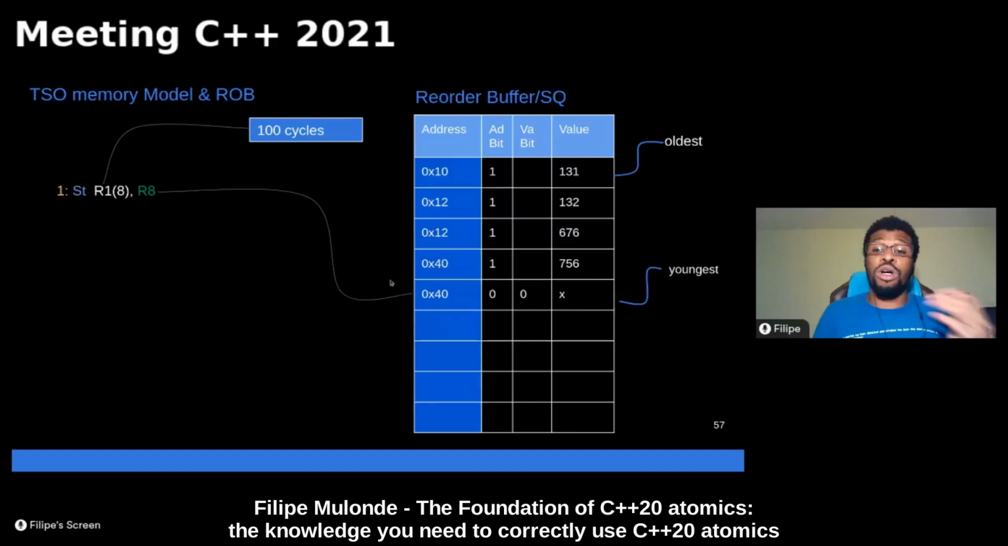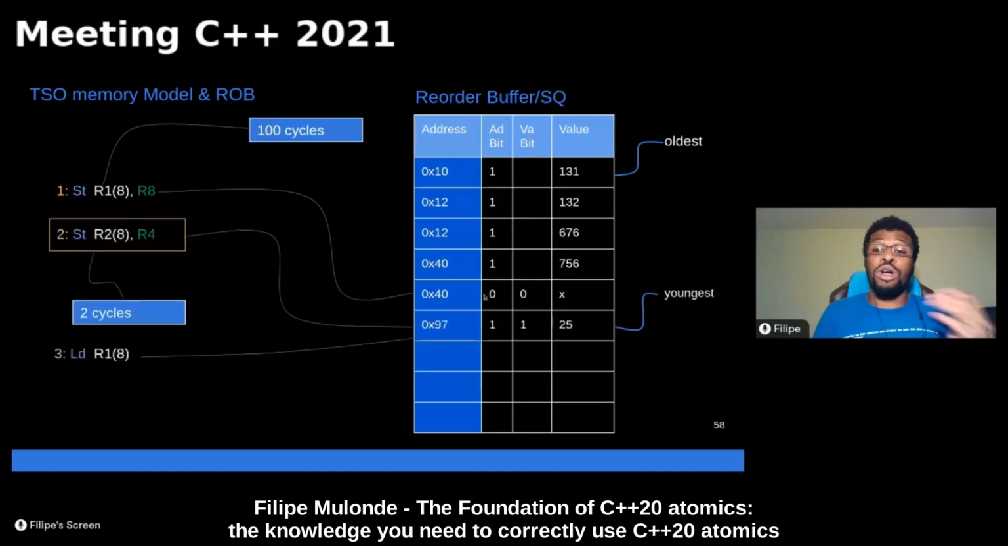So for this case, for the store, the address takes 100 cycles, and because of that, the address and the value are not ready. So the valid bit is 0, and the address bit is also 0. And after that, the second store arrives, and computing the address of that store only takes 2 cycles.